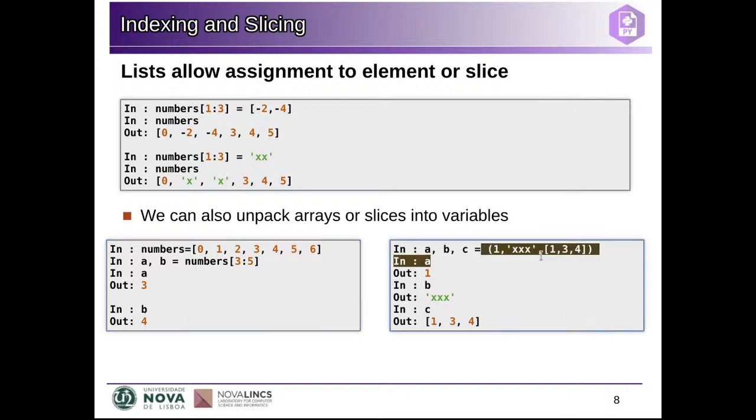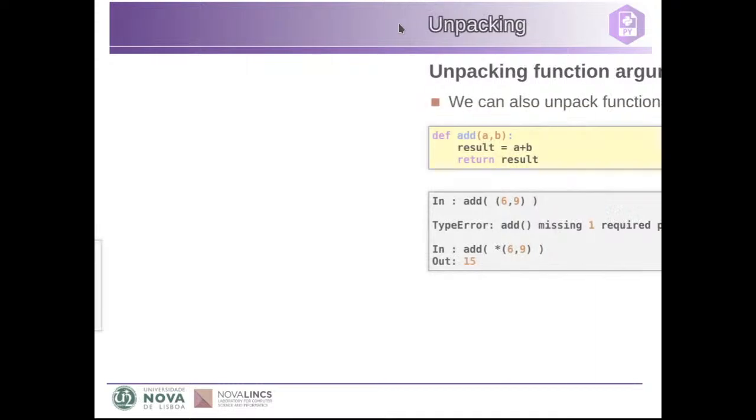For example, I have a tuple here which has the first element is 1, the second element is a string, the third element is a list. If I unpack this into a, b, c, then a will get the value 1, b will get the string, which is the second element here, and c will get the list. So you can do this unpacking and distribute the elements of an array through variables.